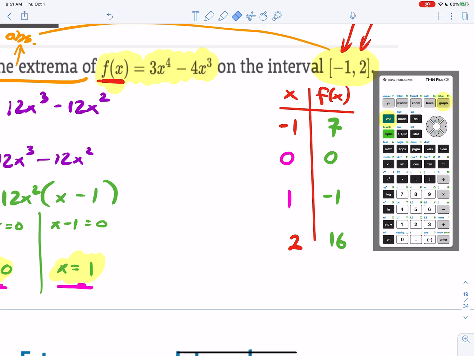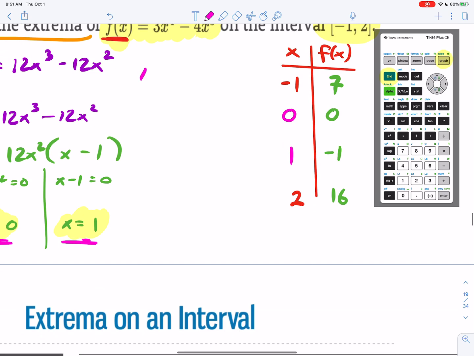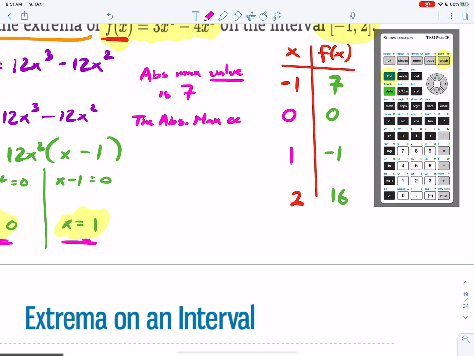Okay? Which y value is the largest? Okay, so you want to be very careful in how you write this, okay? The absolute maximum value is 7. Okay? The absolute maximum occurs at x equals -1. Okay? When they ask you where it occurs, it's the x value. If they ask you what the value is, you're looking at the y.